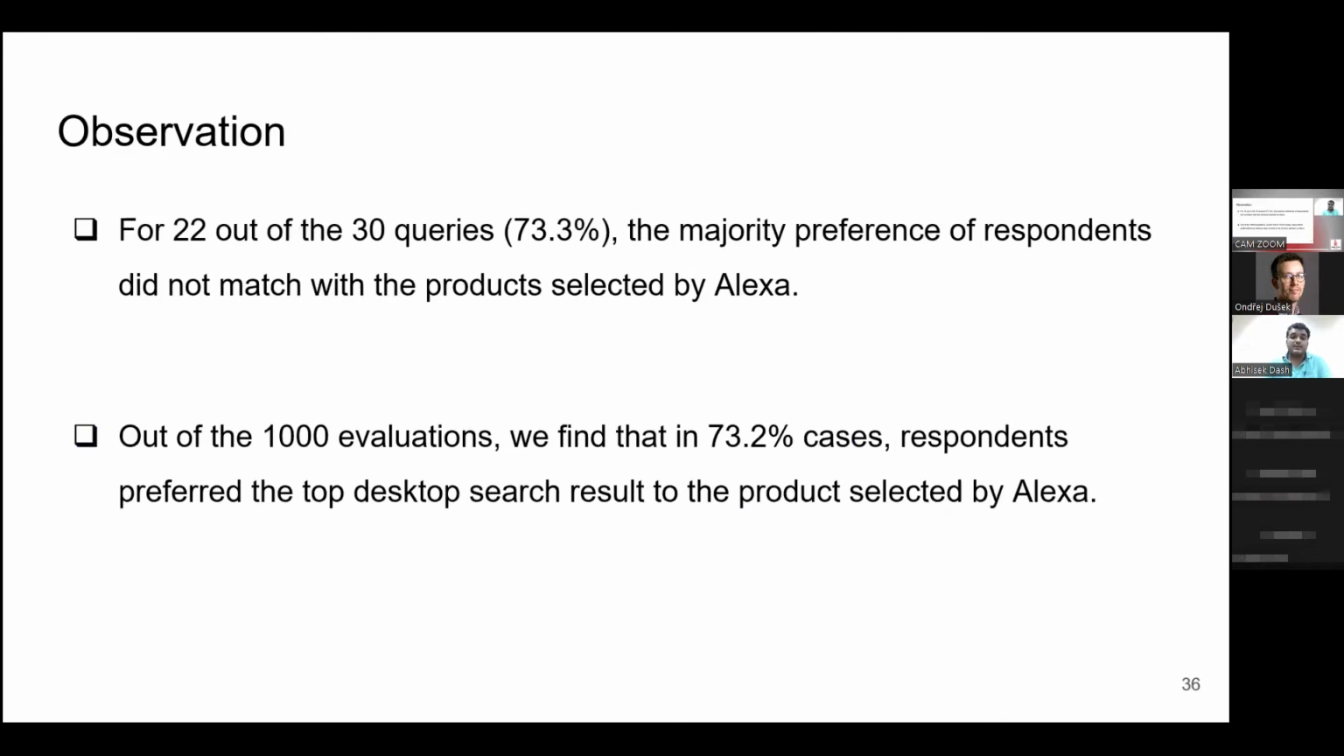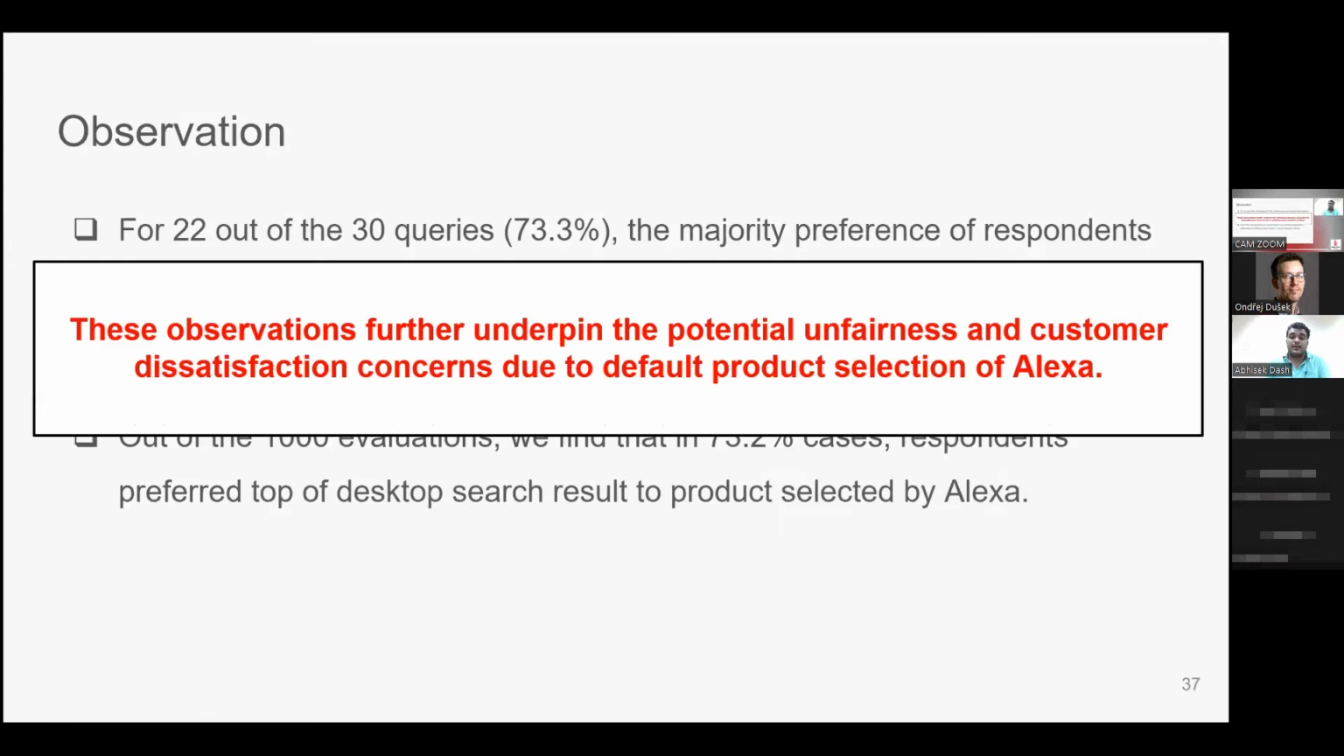In an overwhelming 73% of cases, we found that the respondents' preference and that of Alexa did not match at all. Out of the 1,000 evaluations, in 73% of cases, customers preferred the top Amazon search result, that is the desktop search result, over the product which was added to cart by Alexa. Now, this observation further underpins the potential customer dissatisfaction that can be caused due to the default action of Alexa.